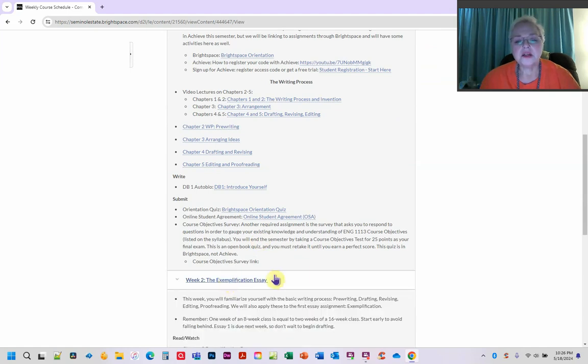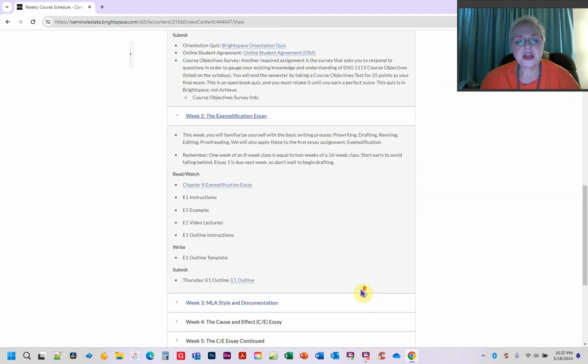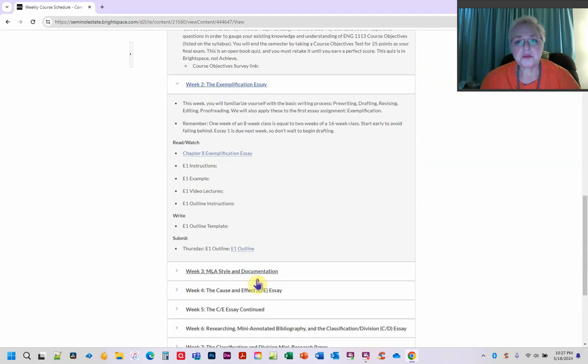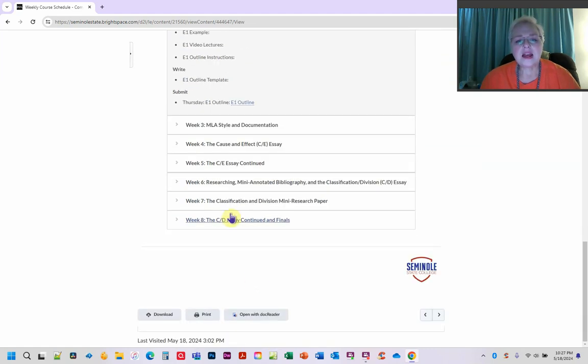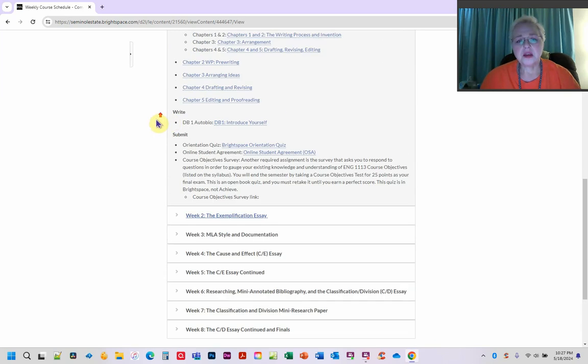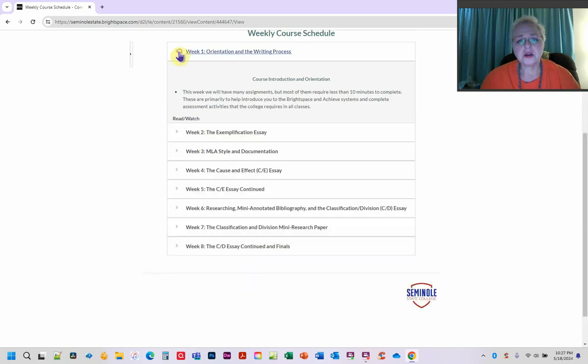Week 2, this is where we're going to see the exemplification essay. By the time you get into the class, there's going to be information populated here. And again, some of these other things won't have content available for you to see at this point. I will make those available as we get closer to those weeks, but you can see the outline of what we're going to be doing this semester.